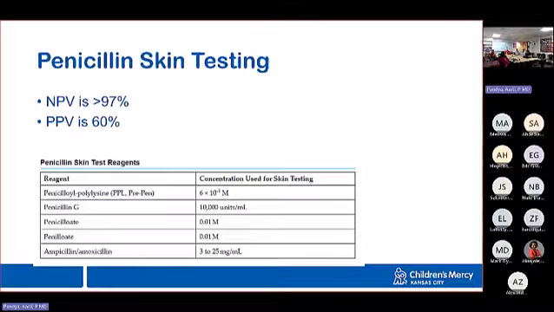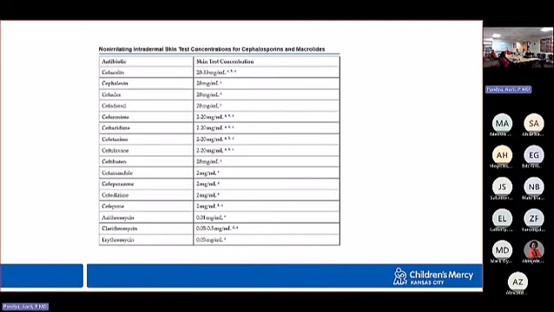Positive predictive value does drop a little bit. It's about 60%. And then the reagents that we can use include penicillin, often referred to as Pre-Pen, Pen-G, and penicilloate, and amoxicillin has now been removed. We do not do skin testing with oral agents. We only do it with agents that can be administered intravenously. But there is some discussion that can be had on the role of ampicillin testing in individuals with a reported amoxicillin allergy. And again, I'm sure that will come up in a future drug allergy lecture.